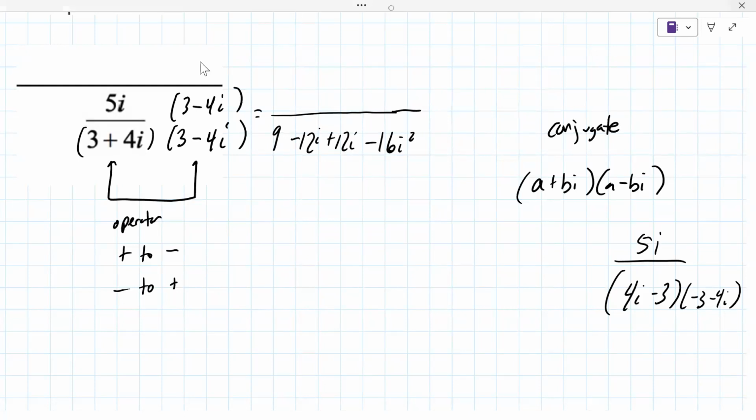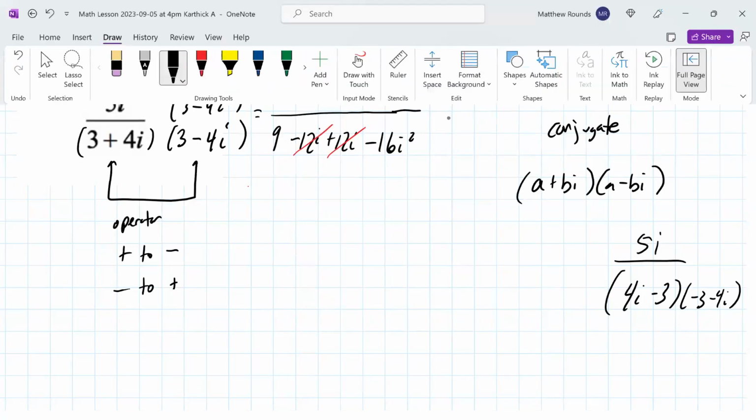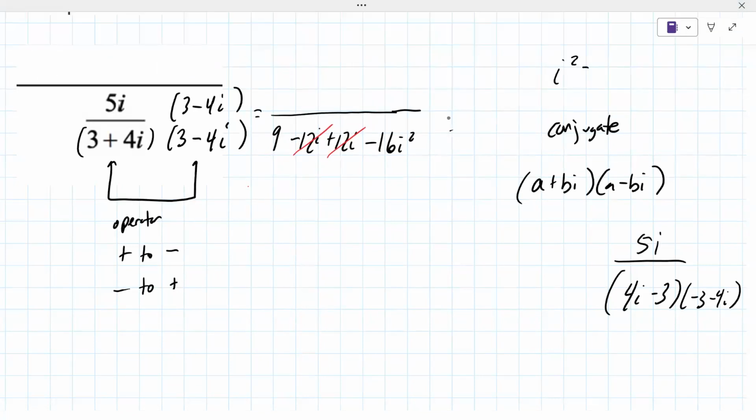And notice that the middle I terms cancel. Well, I squared becomes -1. So on the bottom, it's 9 minus 16 times -1, which becomes 9 plus 16. It's good to write it out the first few times. So it becomes over 25.